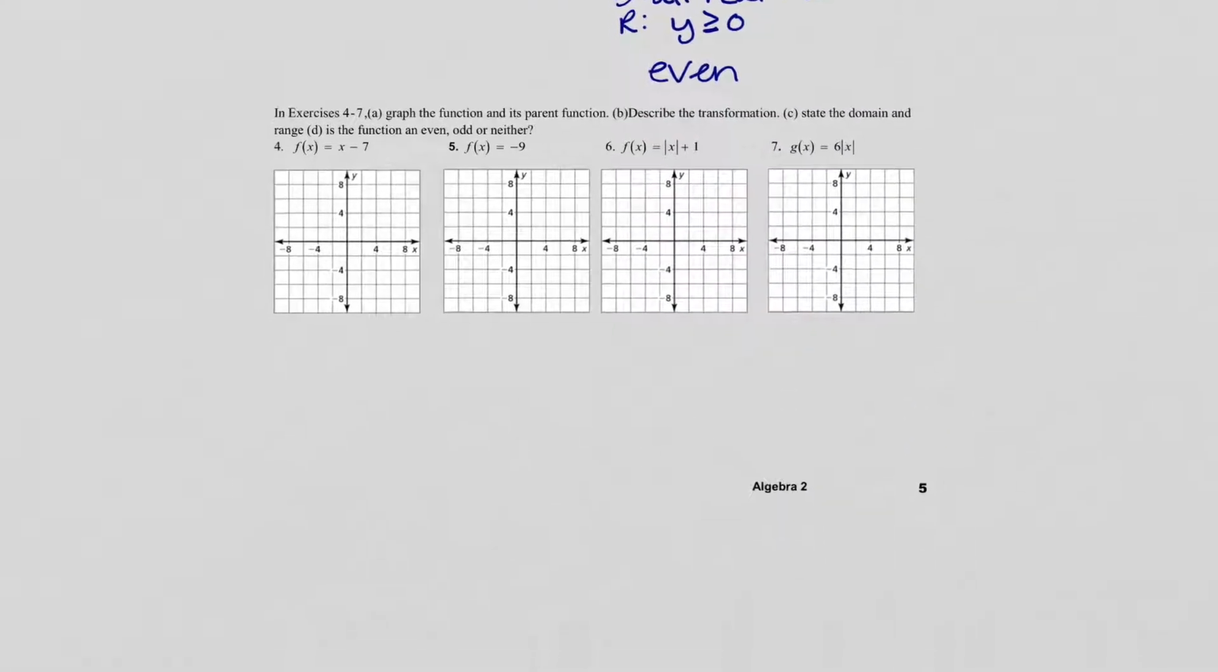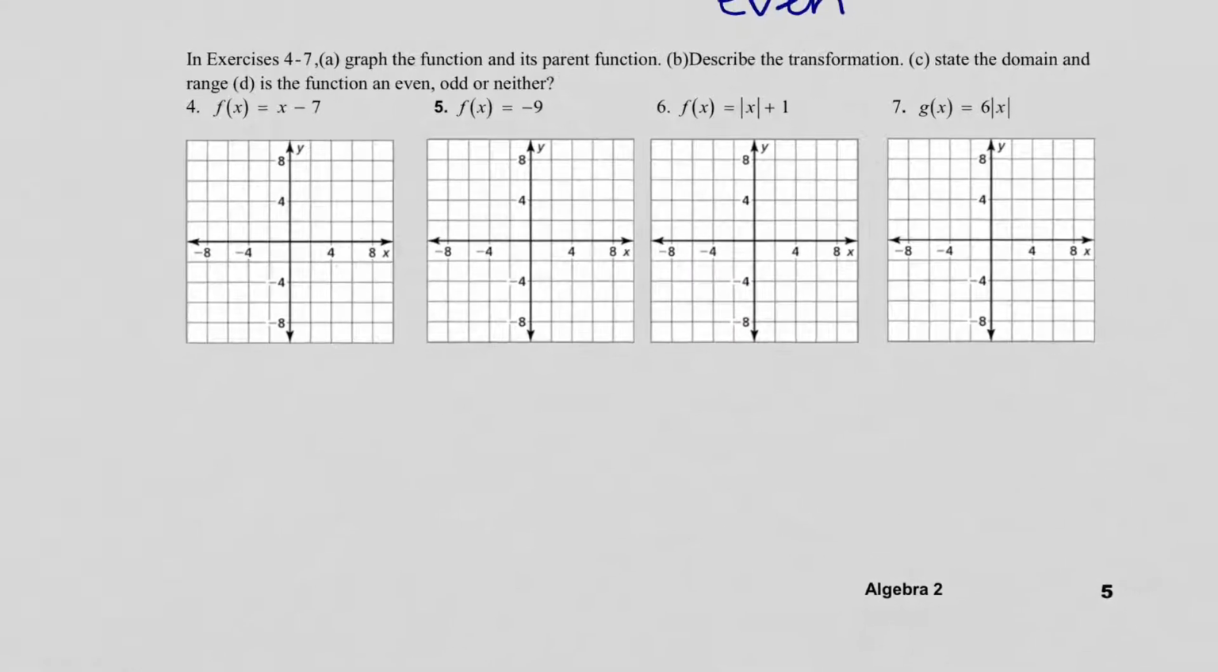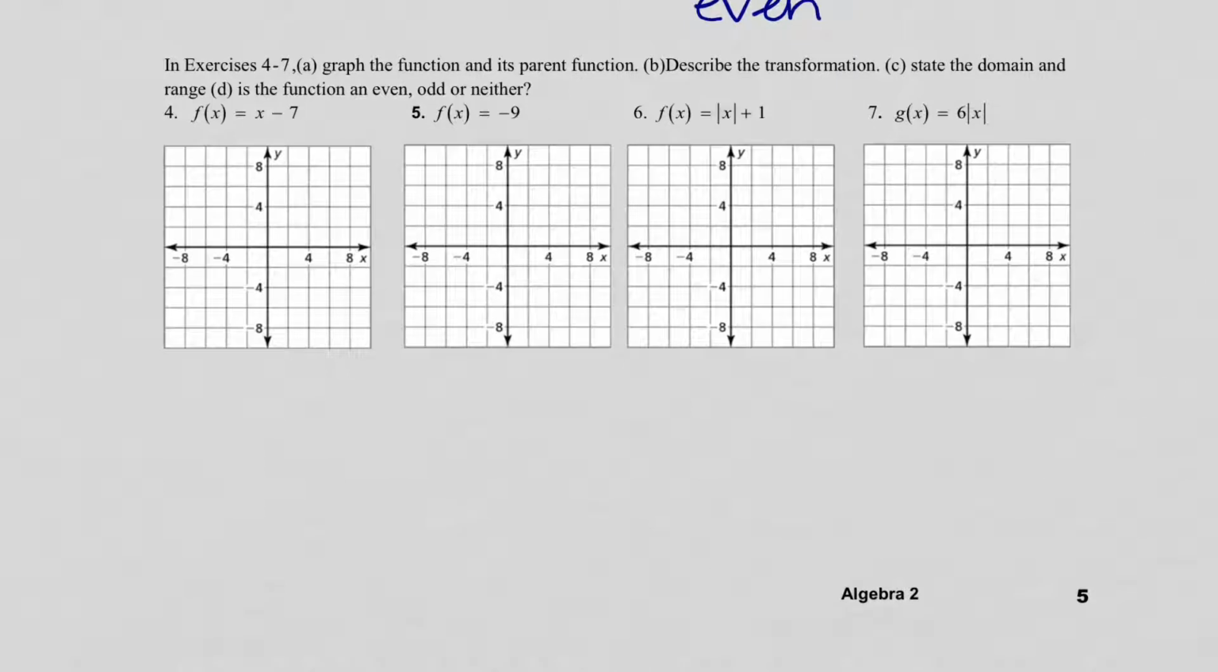Okay, so now if I go to the next part, this one wants you to graph the function and its parent function, describe the transformation, state the domain, odd, even, or neither. Okay, so you should be able to quickly draw in those parent functions. Oh wait, you have to draw the actual function first. I'm sorry.